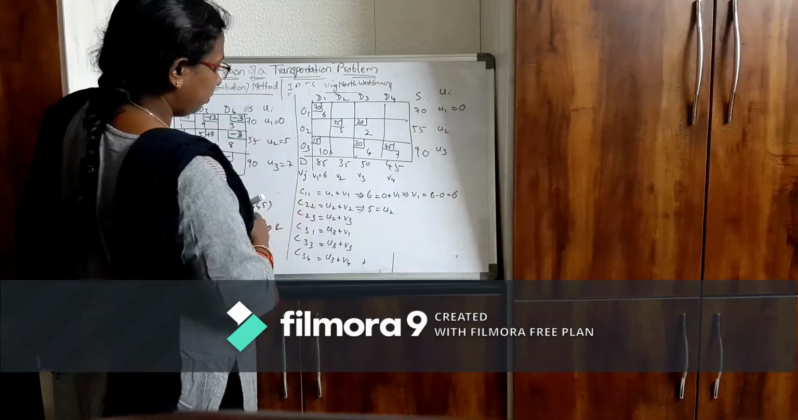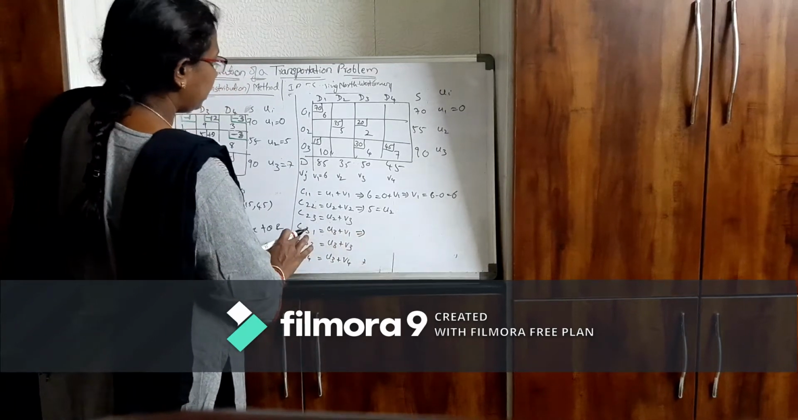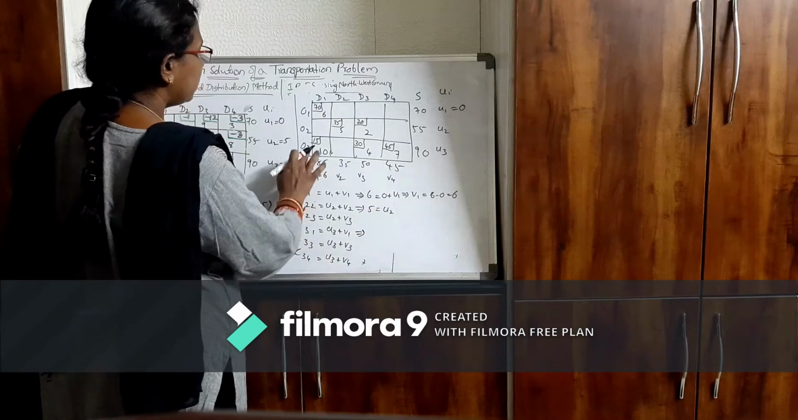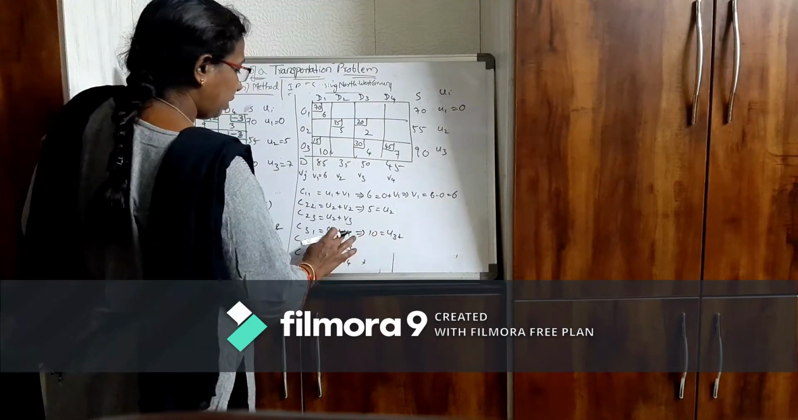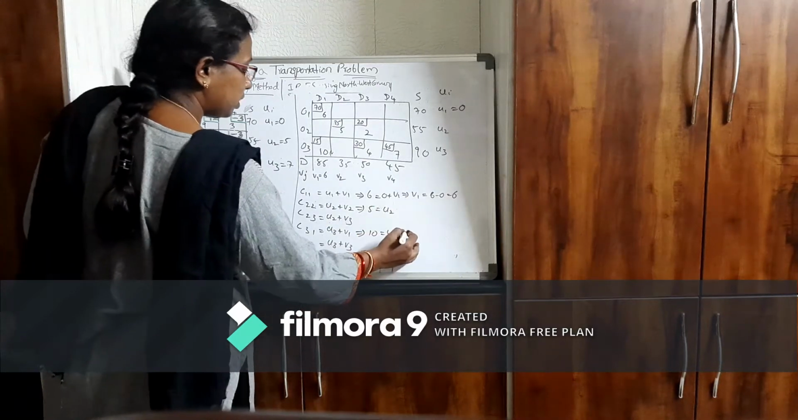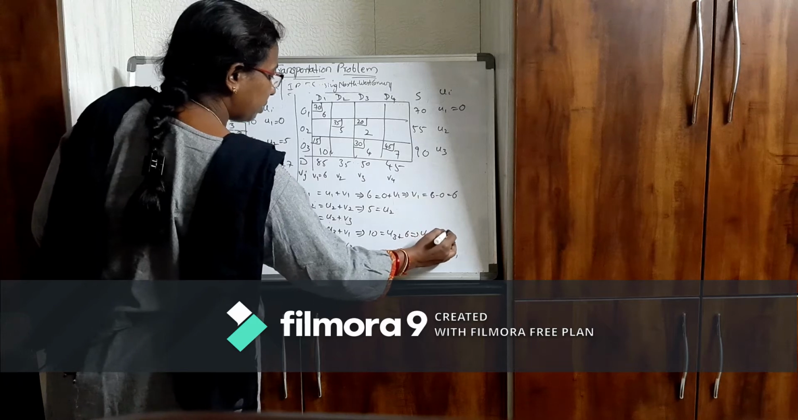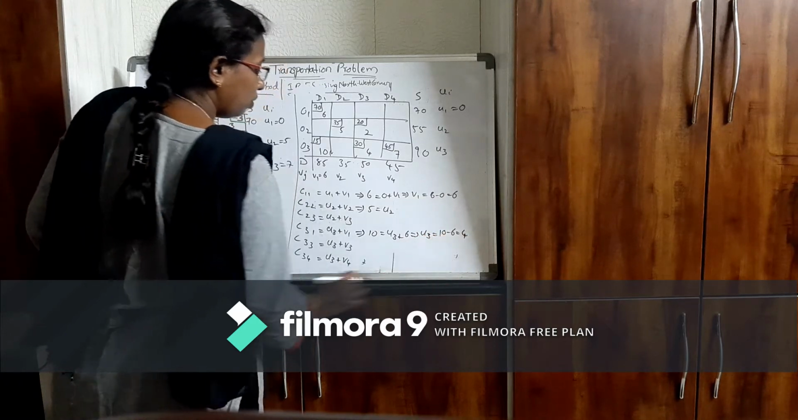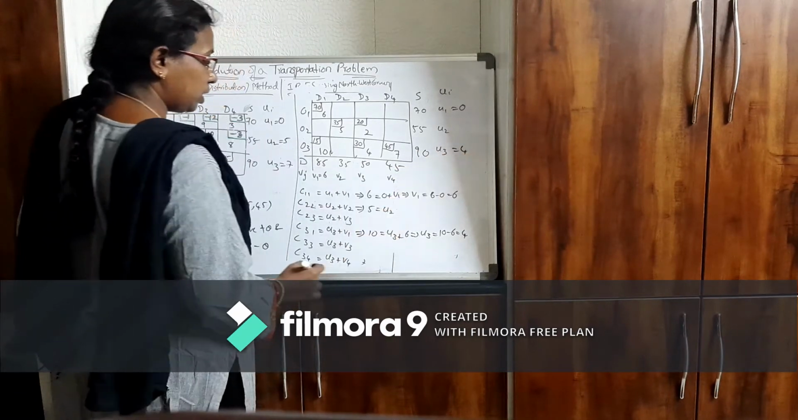We know V1. Where did we get V1? Here we got V1, so we'll check this first. C31. C31 is how much? C31 is 10. 10 is equal to U3 plus V1. V1 is 6, so what will be U3? U3 will be 10 minus 6, which is equal to 4. So here U3 is 4. Now I got U3 as 4.